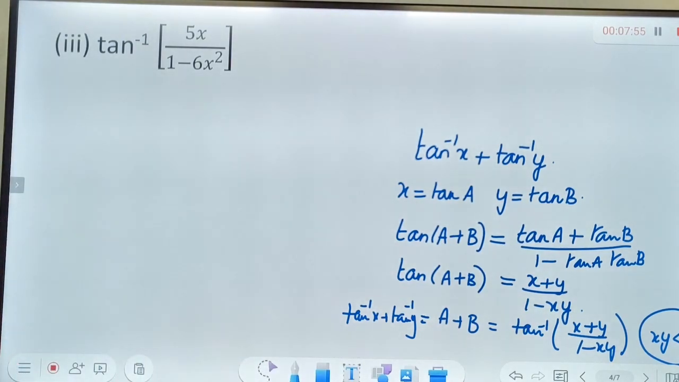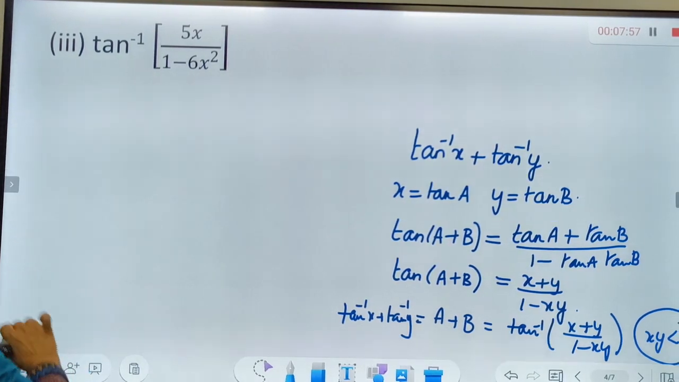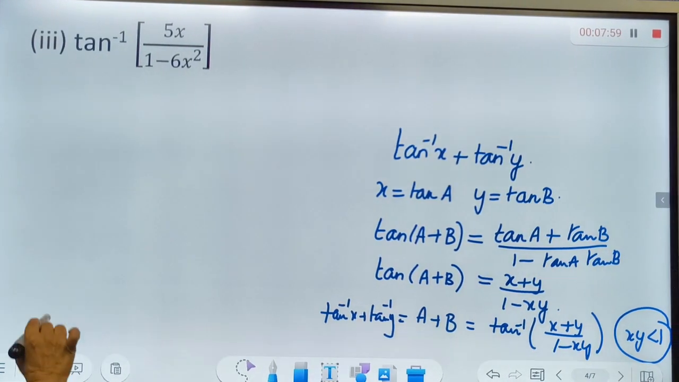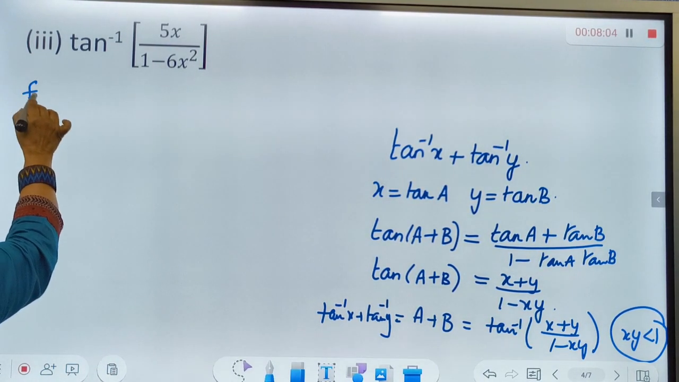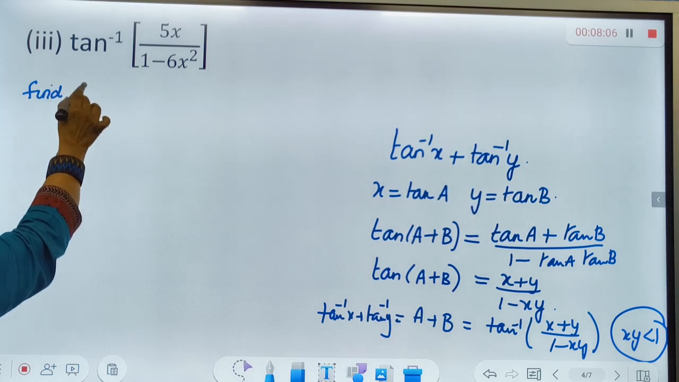Okay. Now look at this. Tan inverse here, there is no restriction on the domain. You are given just y equal to tan inverse of 5x by 1 minus 6x square. You have to find dy by dx.